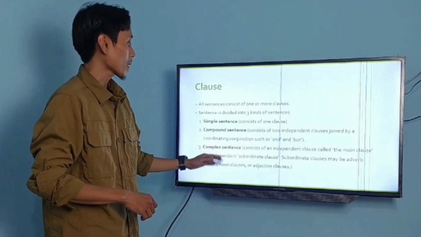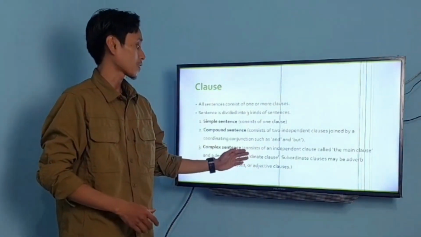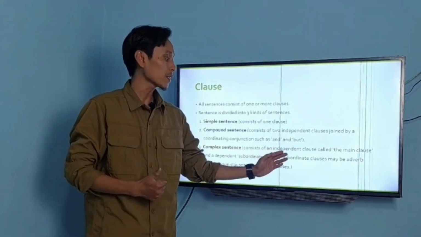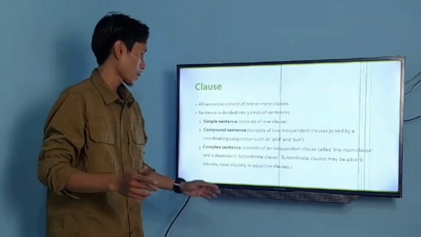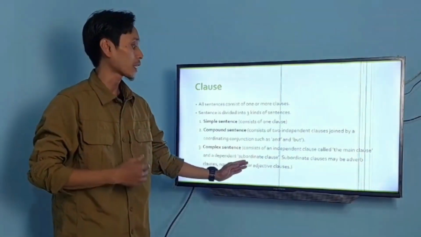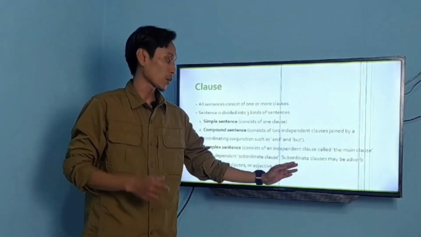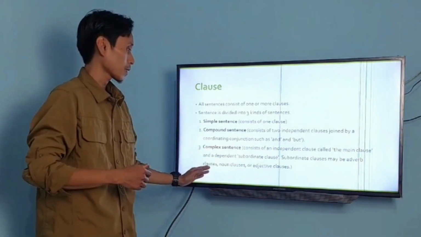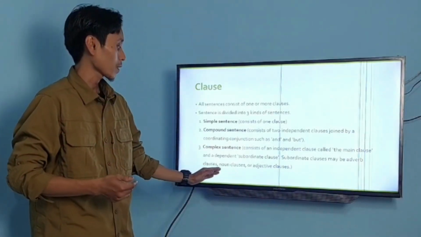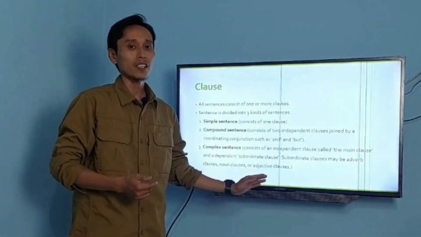And then the third, complex sentence. A complex sentence consists of an independent clause called the main clause and a dependent, subordinated clause. A subordinated clause may be an adverb clause, noun clause, or adjective clause.